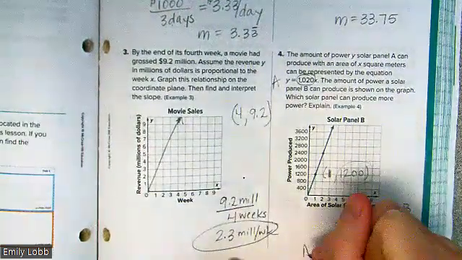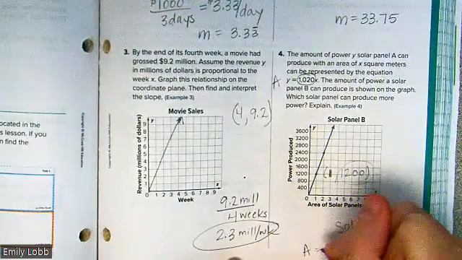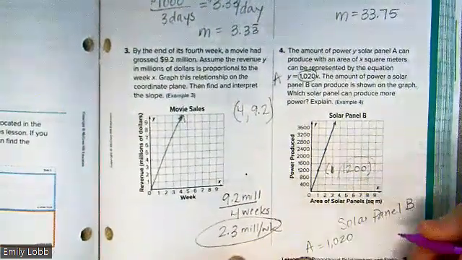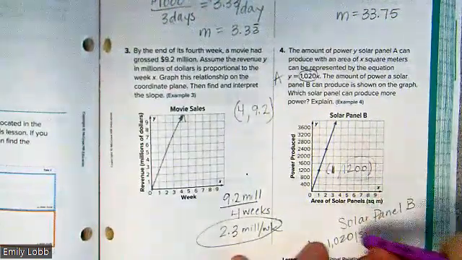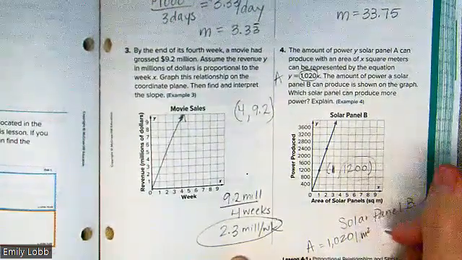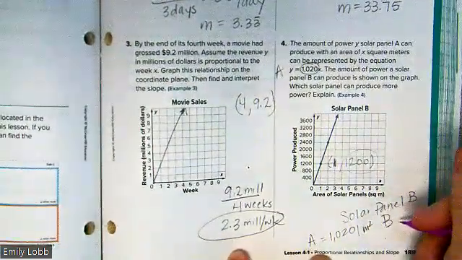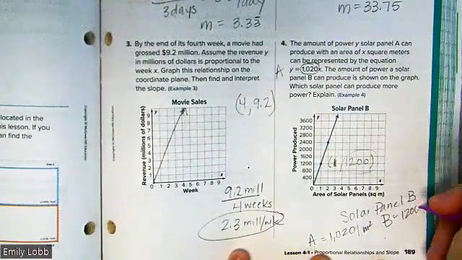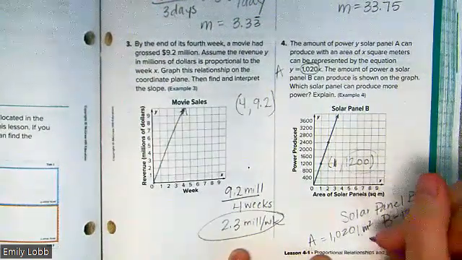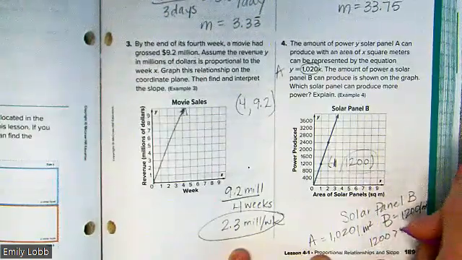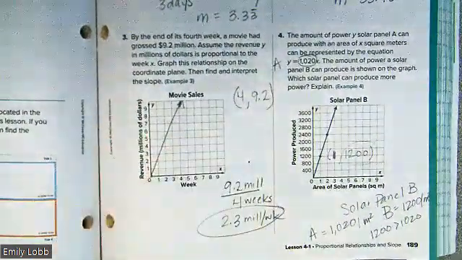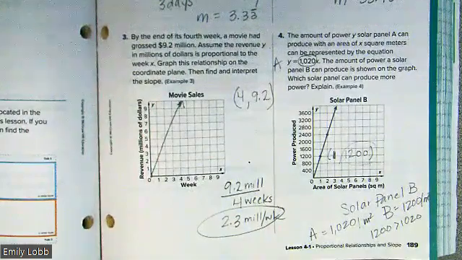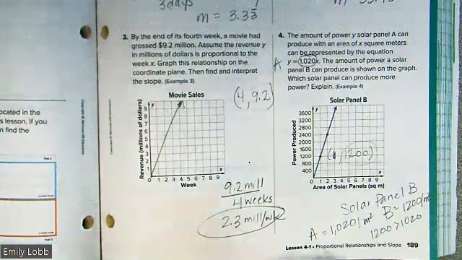So we explained that A is equal to 1020 per square meter. I would just say meter squared. And B is equal to 1200 per meter squared. And we know that 1200 is greater than 1020. So it does ask you to explain, so I do expect you to have something like show what your slopes of the two are.